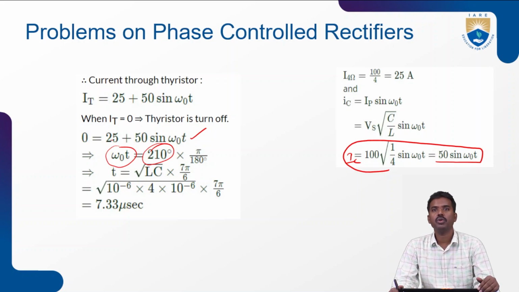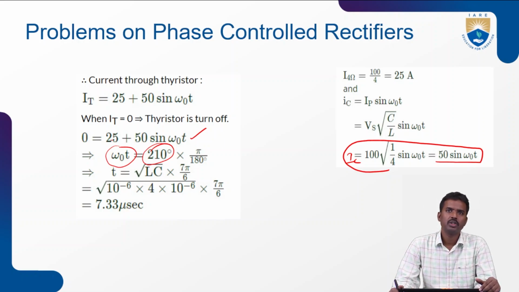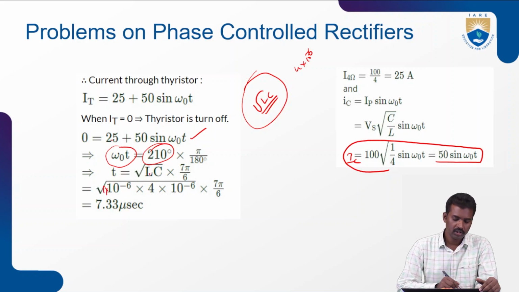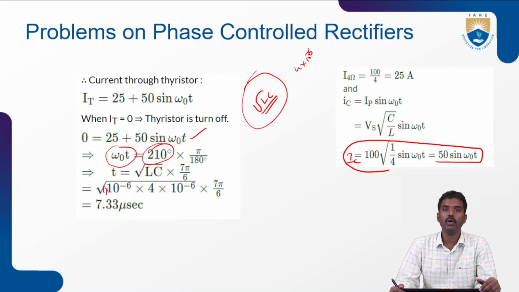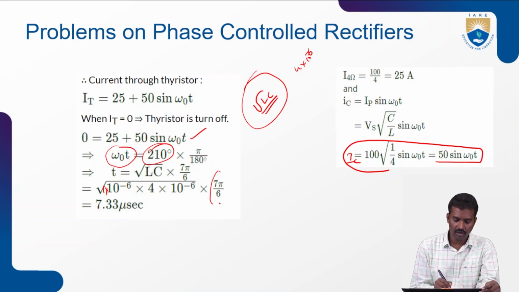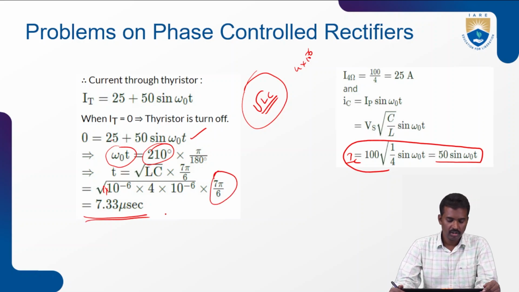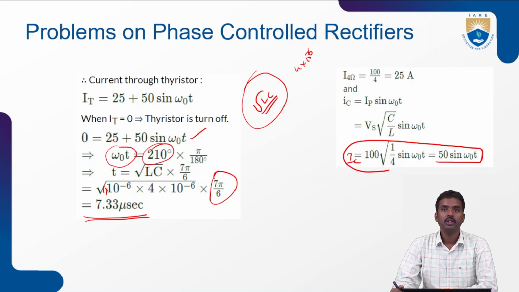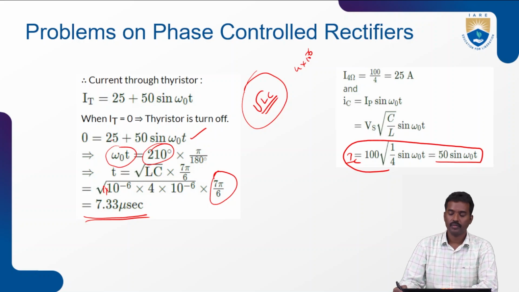Now t equals, what is the formula actually? Omega naught is 1 over the square root of LC. The L value we know very well: L is 4 times 10 to the power minus 6, and C value is 1 microfarad. So this is 7 pi by 6, and the time is 7.33 microseconds.